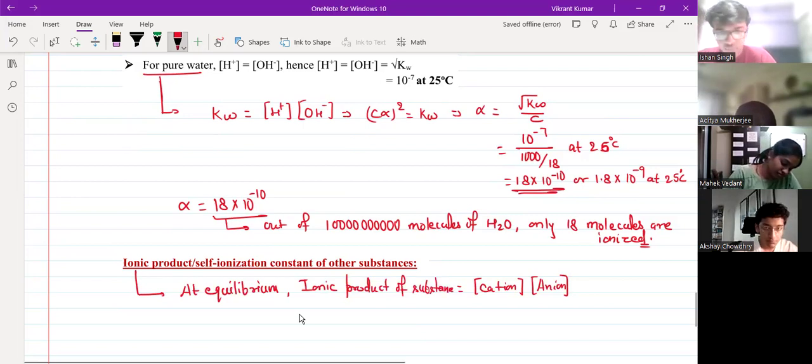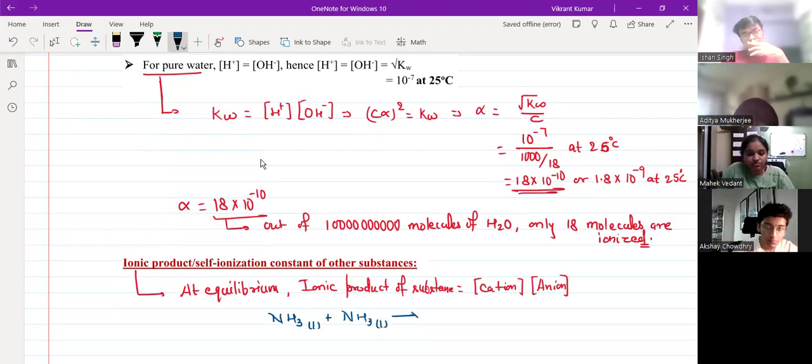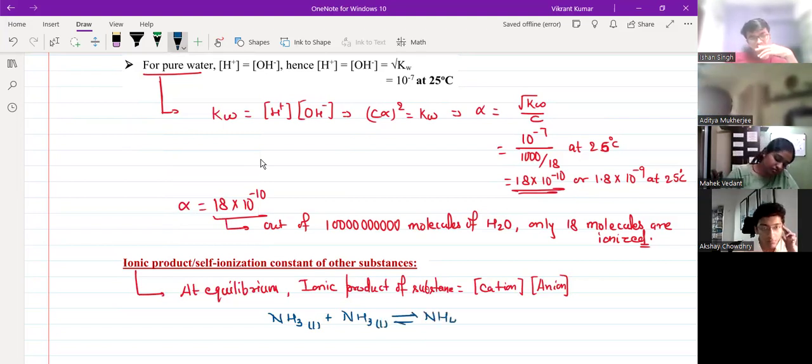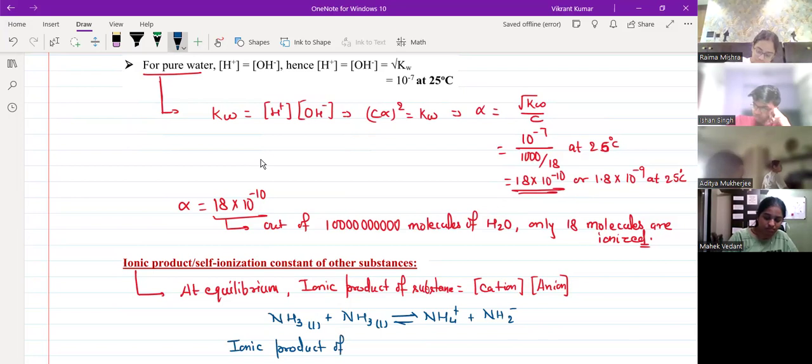For example, suppose I tell you I am having NH3, that is giving you ions, so that is giving you NH4 plus and NH2 minus. So then we'll say the ionic product of NH3 will be equal to NH4 plus into NH2 minus.